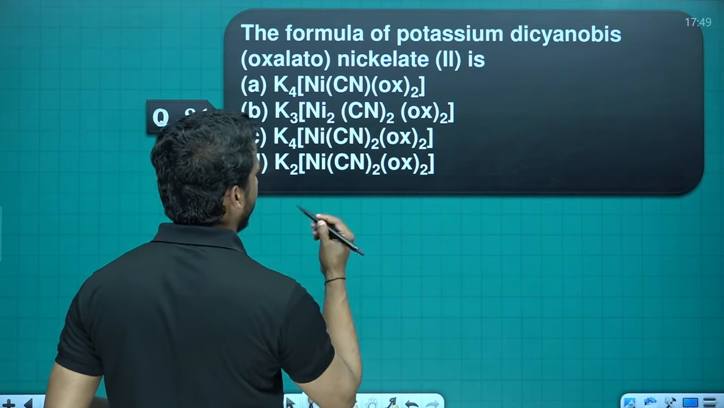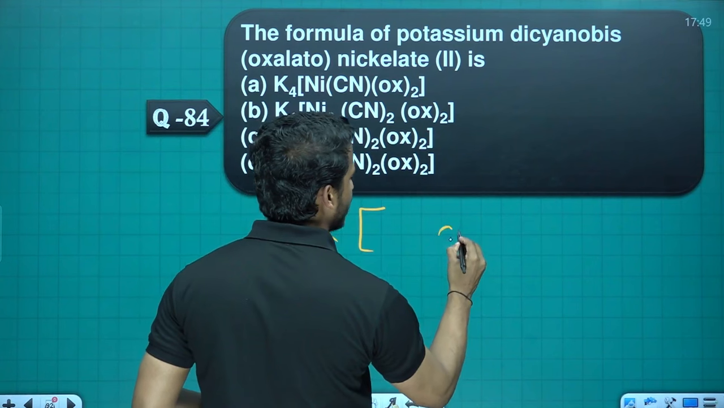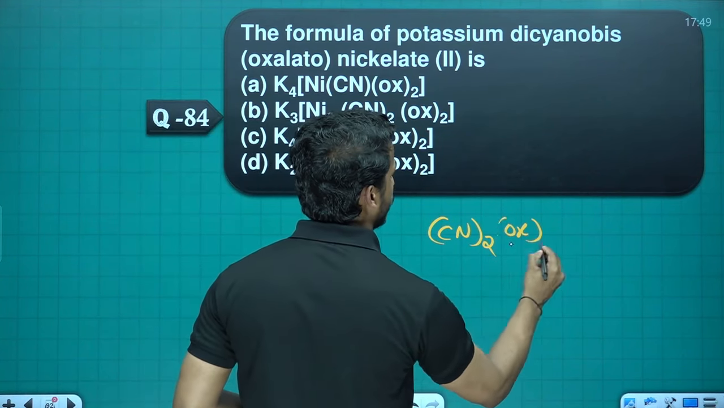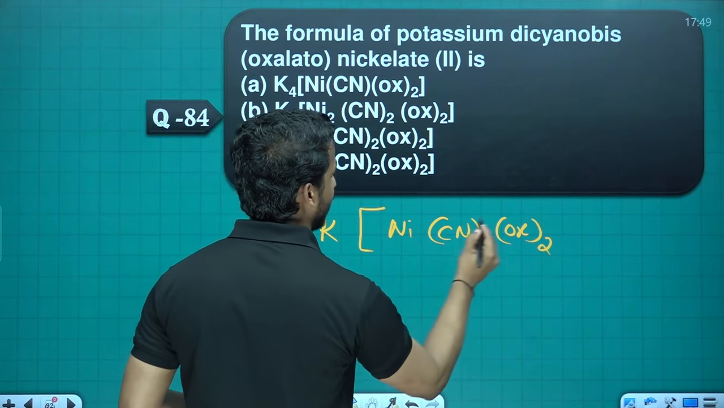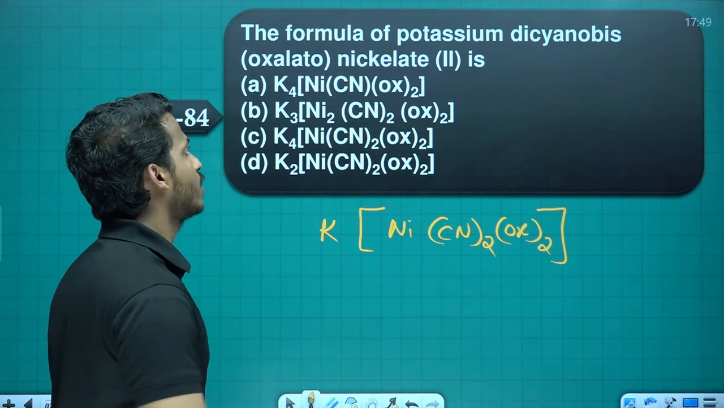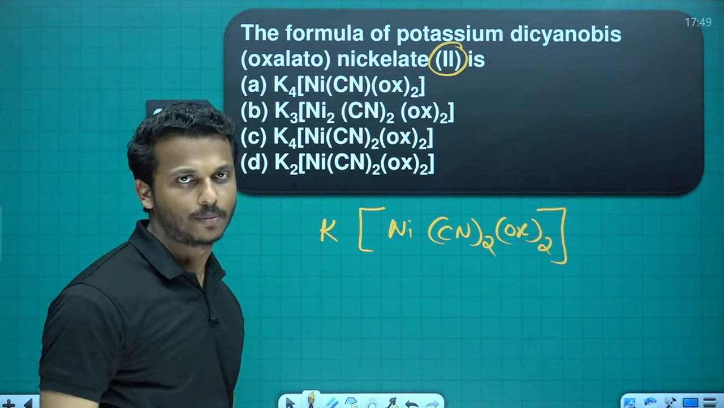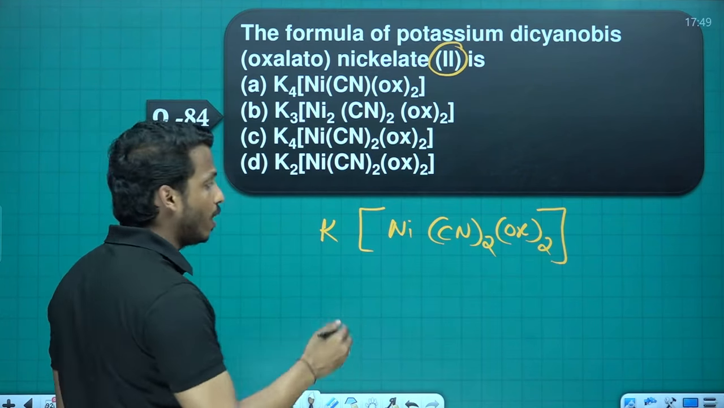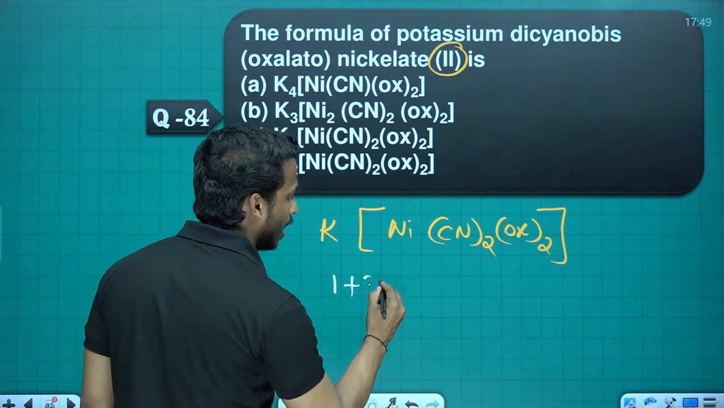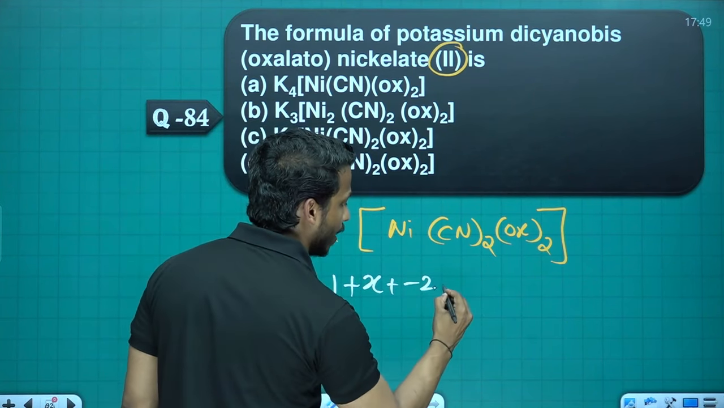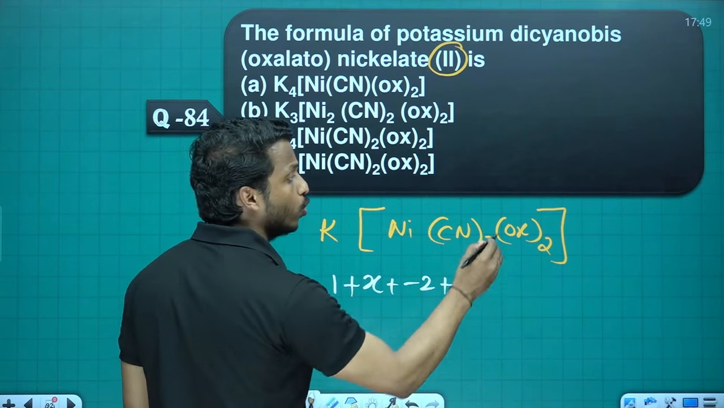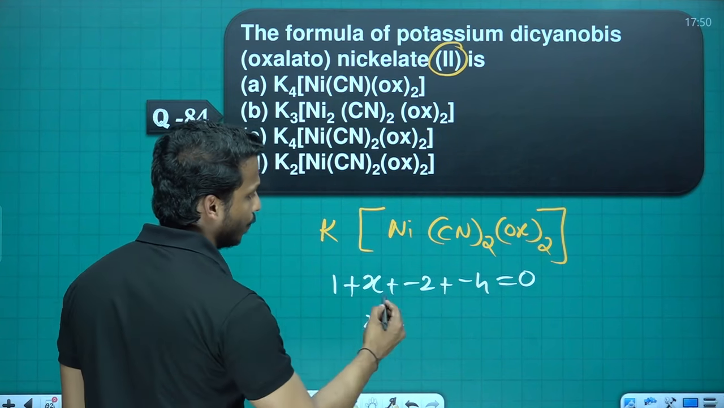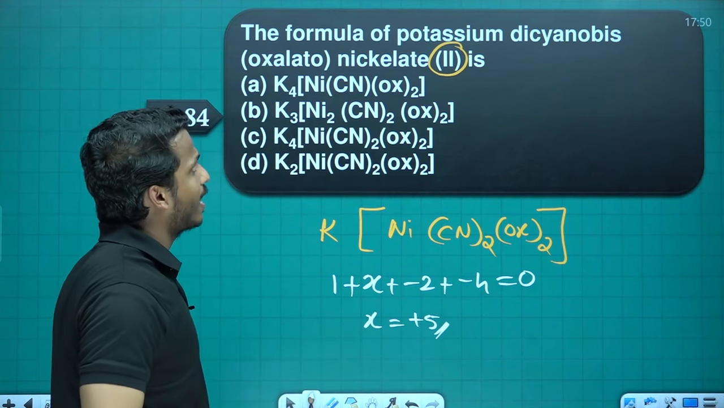What is the formula of the complex? Potassium, what is potassium? K. Dicyanido, what is dicyanido? CN twice. Bis-oxalato, that means ox twice. Nickelate. Yes, nickel, okay, +2. What is the overall charge? We need to get it. Let me check whether it is correct or not. As of now I placed only 1 potassium, so charge is +1. Nickel X, 2 cyanide charge is -2, 2 oxalate -4, overall 0. You will get X equal to +5. But we need to get it as +2.